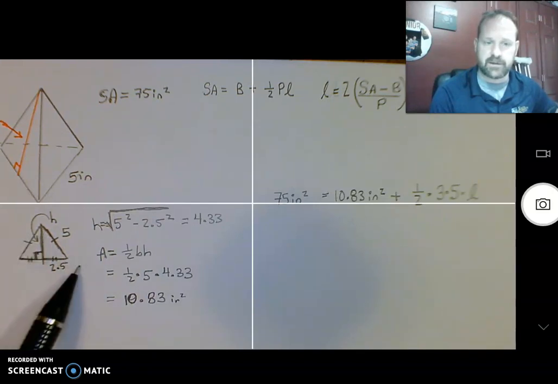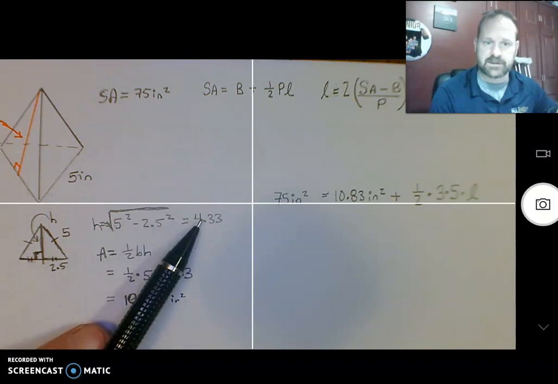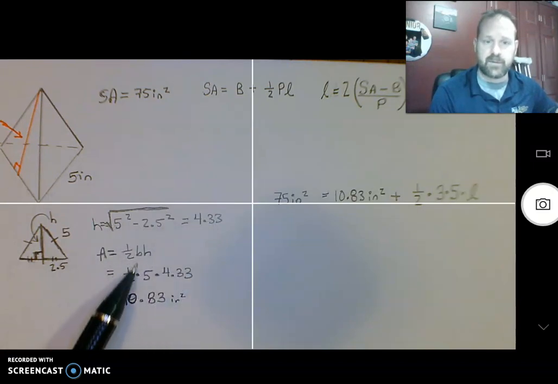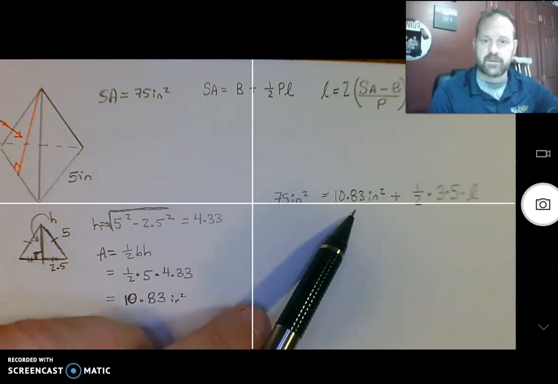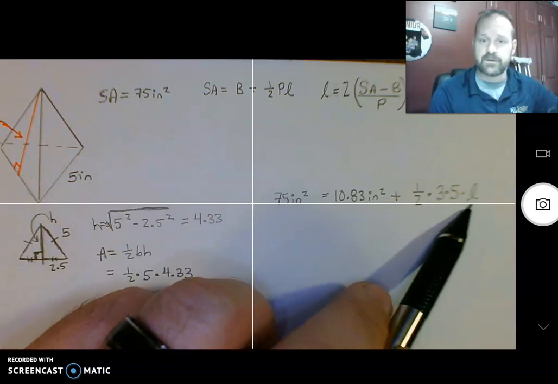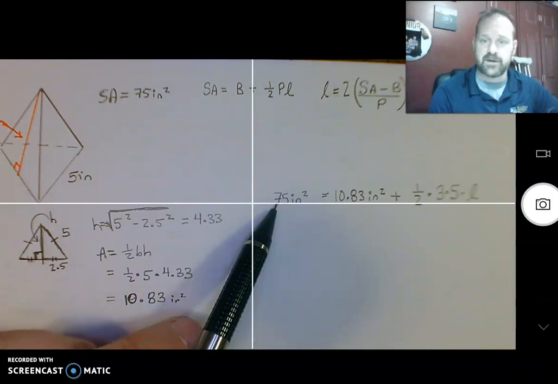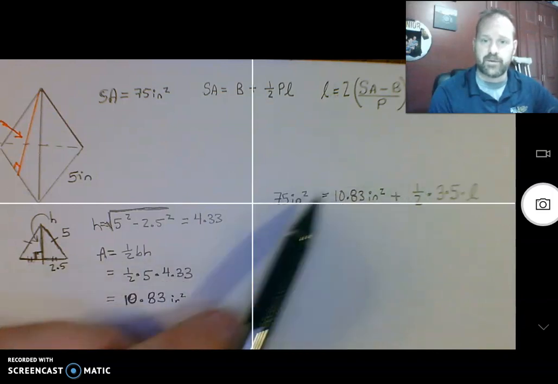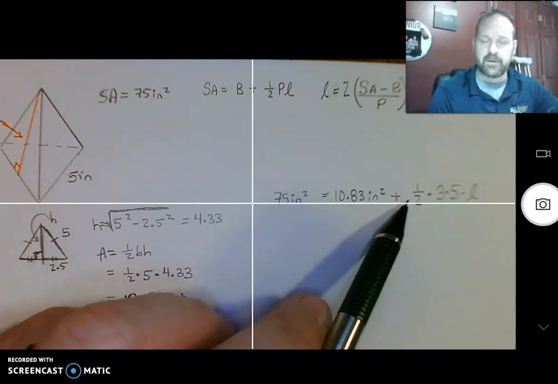This is the hypotenuse. This is the edge. So 5 squared minus this, square root of that. So base, height, I get 10.83 inches squared. Boom, boom. Now we're just looking for L. I'm going to subtract this value to the other side. Then I can multiply both sides by 2. Then I can divide by 15.